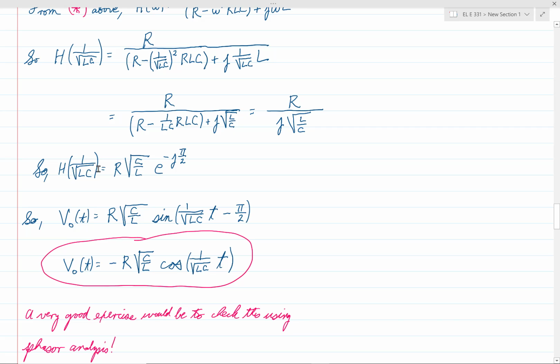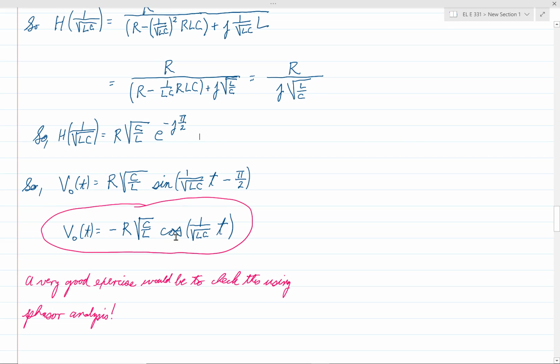H at that frequency is simply R times the square root of C over L, when we invert that to take it upstairs, R times the square root of C over L times e to the minus j pi over 2. And therefore, VO of t will be R times the square root of C over L times the sine of 1 over the square root of LC t minus pi over 2. But the sine of something minus pi over 2 is minus the cosine of that something. So the final answer is VO of t is equal to minus R times the square root of C over L times the cosine of 1 over the square root of LC t.